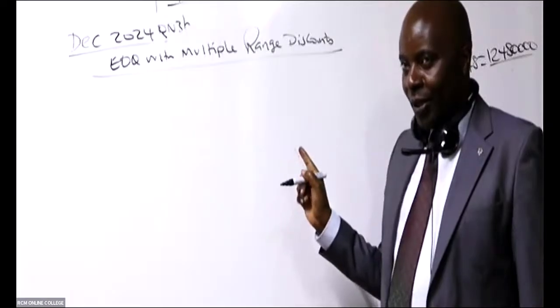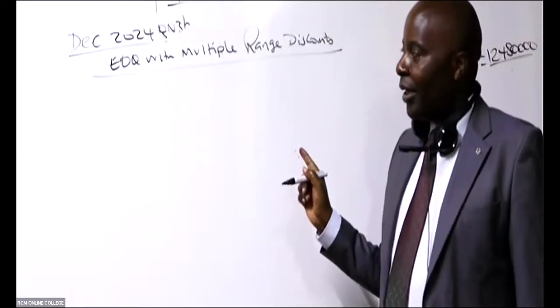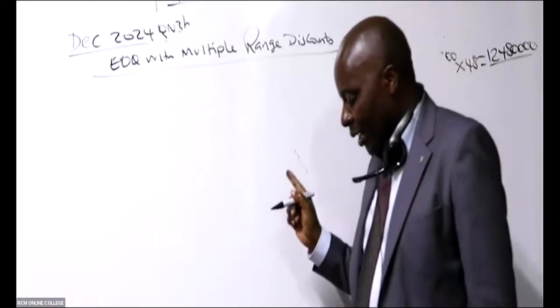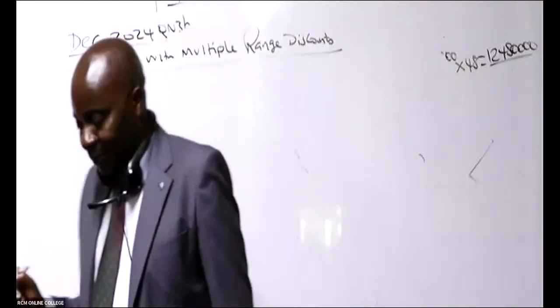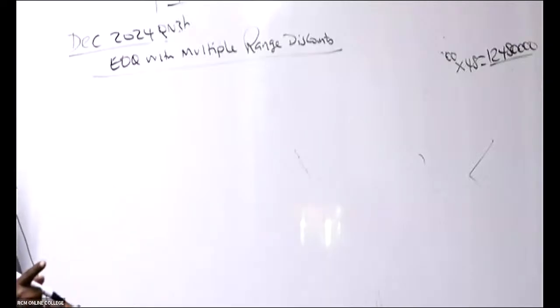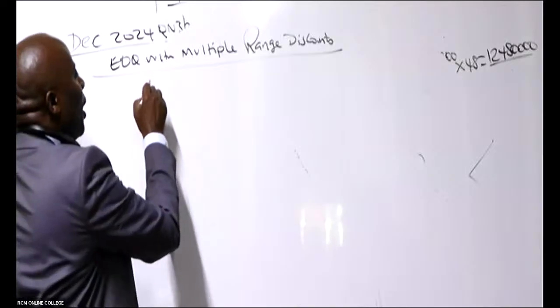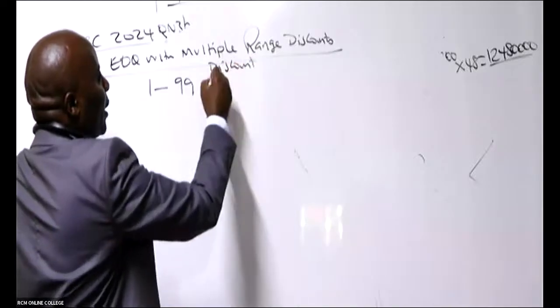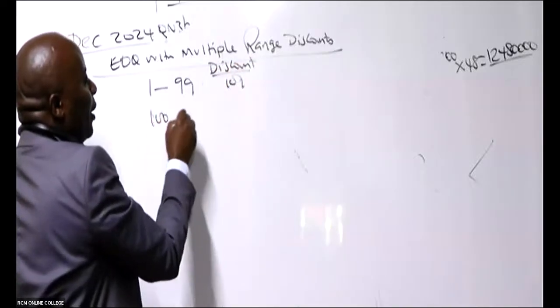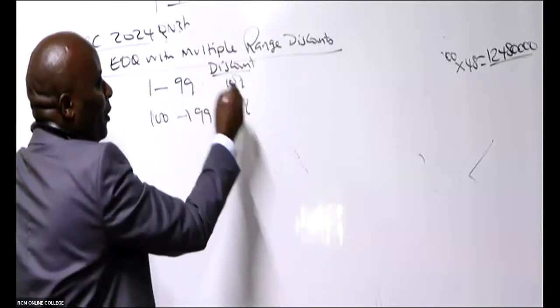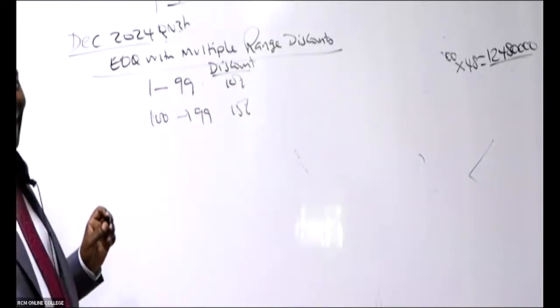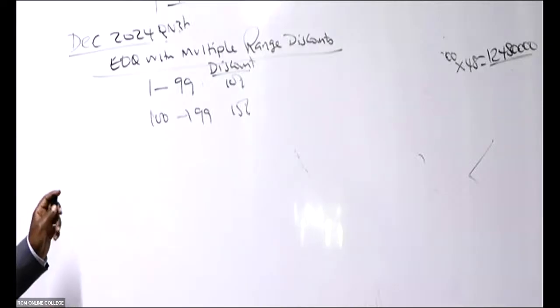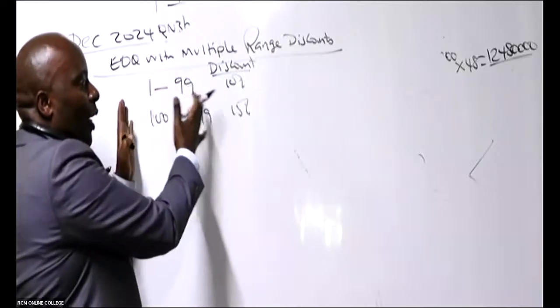They brought this in 2025, April, and it really disturbed our students, those students who are not very, very serious. Otherwise, if you are serious, this is a very simple thing. Now, we'll go to a question. You'll get a question where you are told that if you procure 1 to 99 units, you get a discount of, say, 10%. If you do 100 to 199, you get a discount of 15%. And these classes are many. So in that case, you are dealing with a question of EOQ with multiple range discounts.